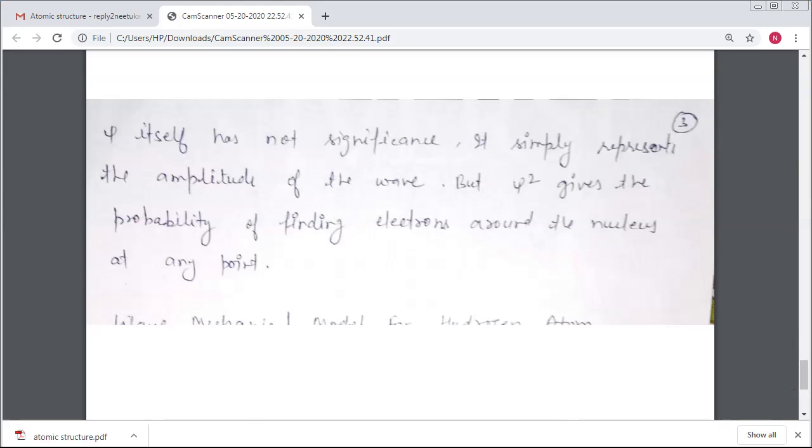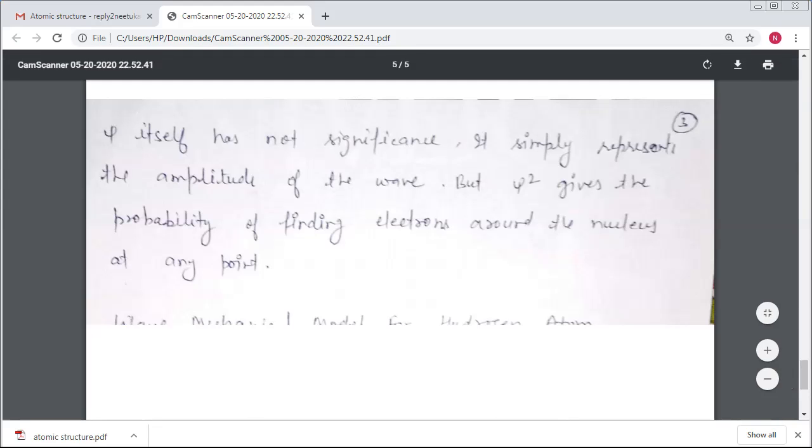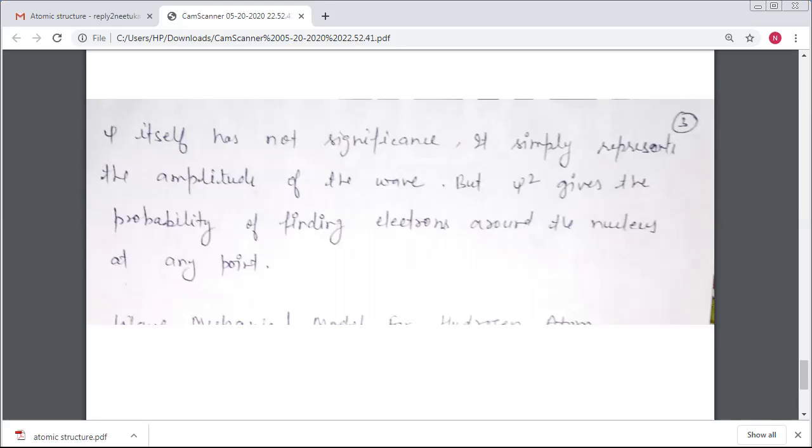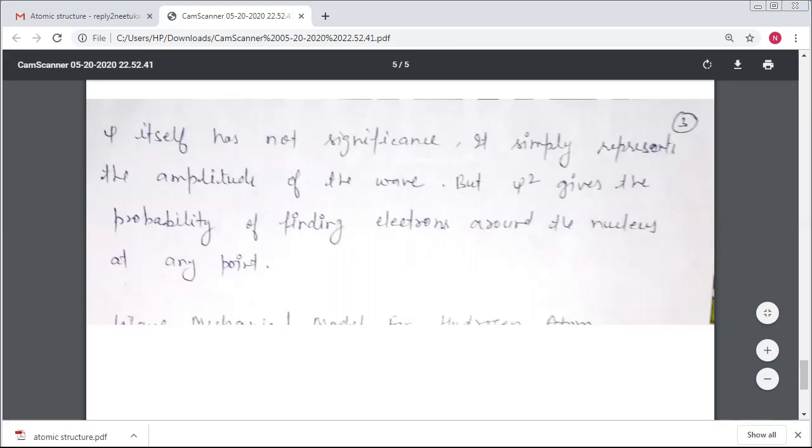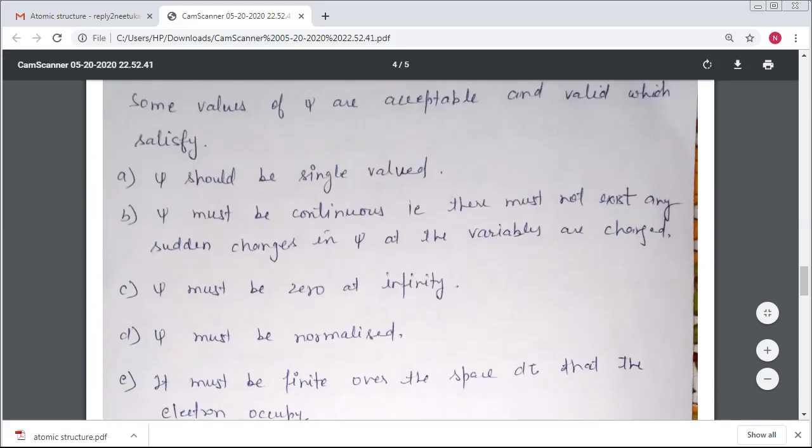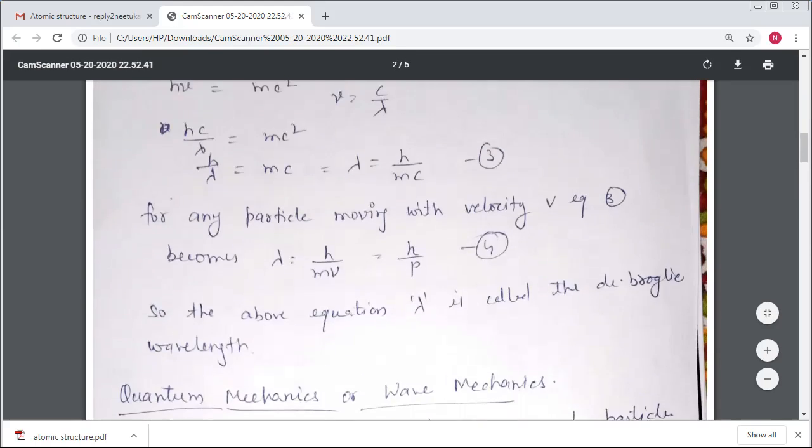Okay, when we see that a wave is coming, the wave goes from top to bottom, and that difference is called the amplitude, meaning how much gap is coming in it. So what is psi square? The psi square gives the probability of finding the electrons around the nucleus at any point. So today we have discussed some topics, in which firstly we talked about quantum mechanics.